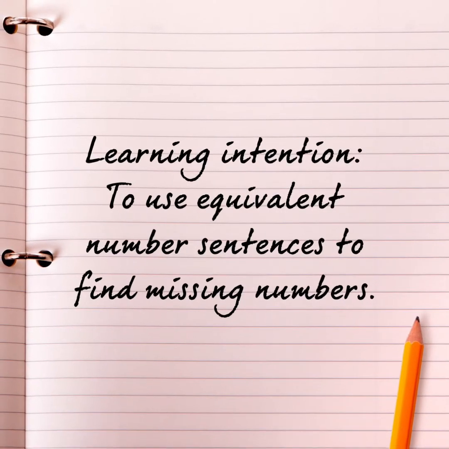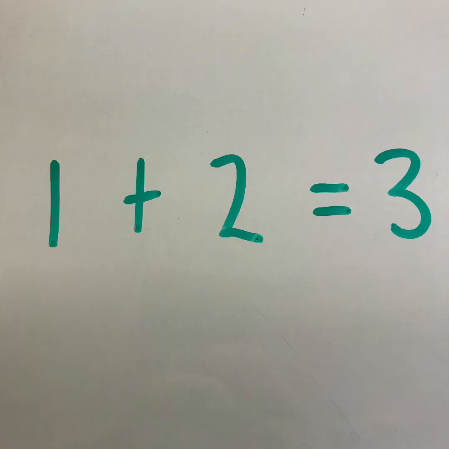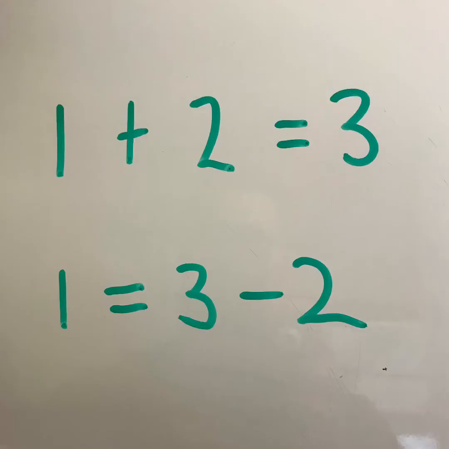Today's maths lesson in patterns and algebra is to learn to use equivalent number sentences to find missing numbers. Let's start by looking at about the simplest sum I can imagine. 1 plus 2 equals 3. If we remember our fact families, we know that we can use those three numbers in different combinations to find different sums. So 1 equals 3 minus 2.